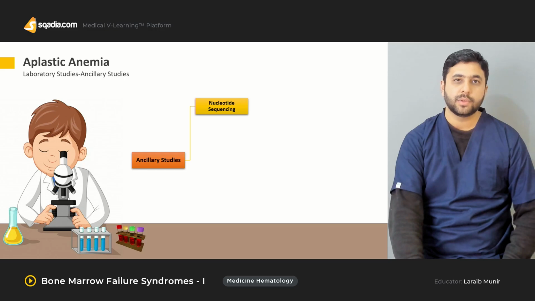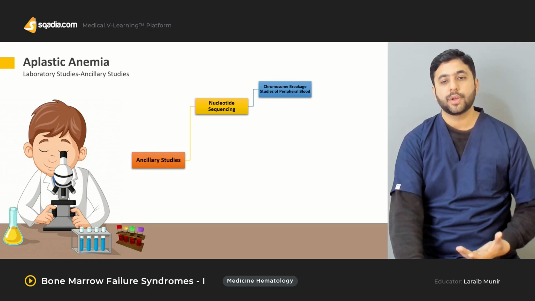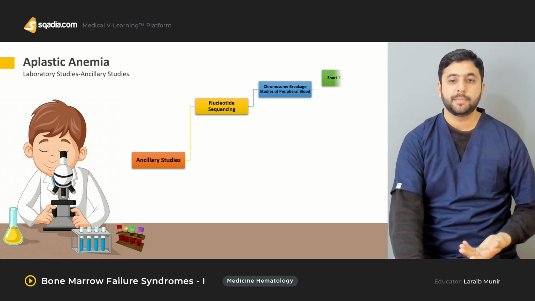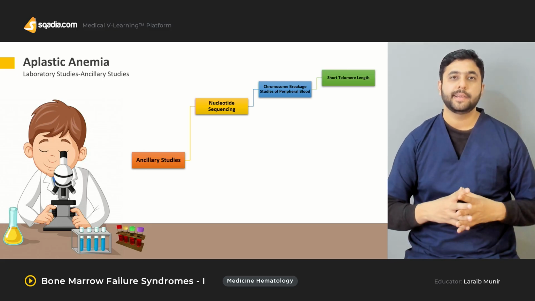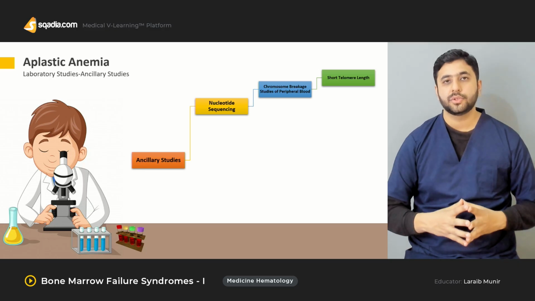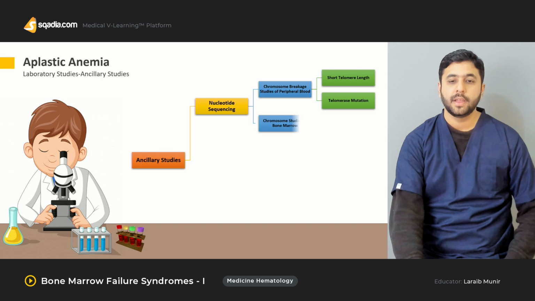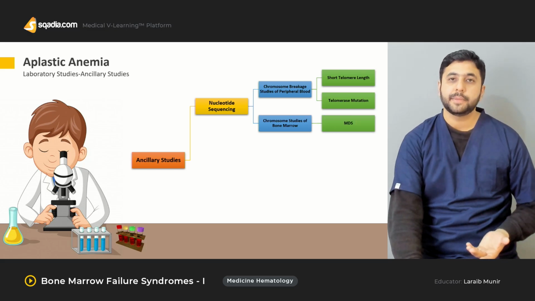The nucleotide sequencing, looking for chromosomal breakages in the peripheral blood film. There can either be a telomere length disorder in which the telomeres are shortened, or there are certain types of mutations in the telomerase. Again, we might do chromosomal studies of the bone marrow to look for these abnormalities, and these are specifically evident in patients with MDS or myelodysplastic syndrome.